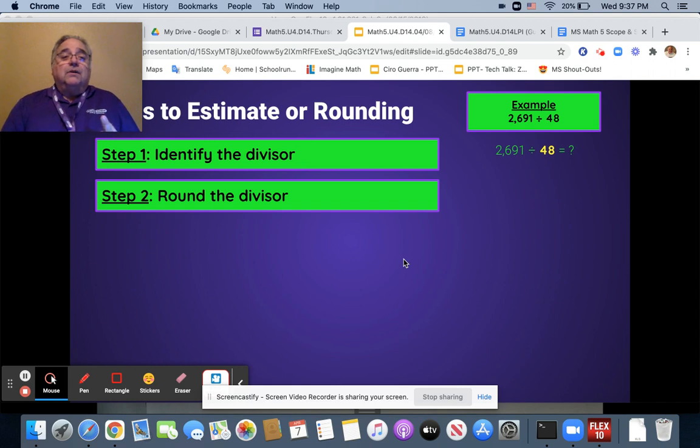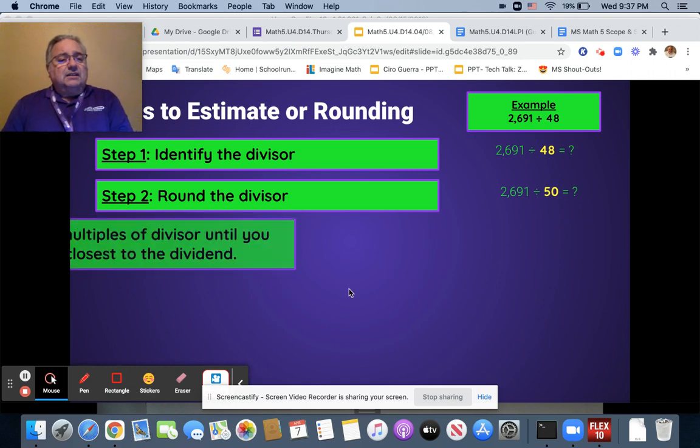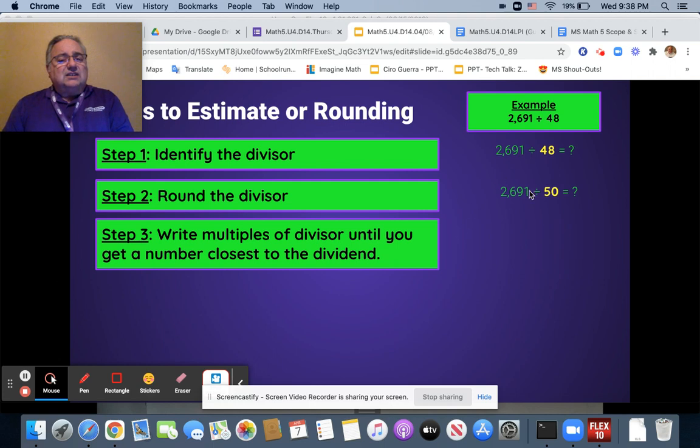Mark the number, look next door. If it's 5 or greater, add 1 more. Is 8 greater than 5? Of course it is. So we're going to add 1 more to the 4. It becomes a 5. The name after that is zeros. It always stays the same. It's always 0. So our divisor is 50. We're going to take 2,691 and divide it by 50. But wait a minute, don't I also have to estimate the dividend?